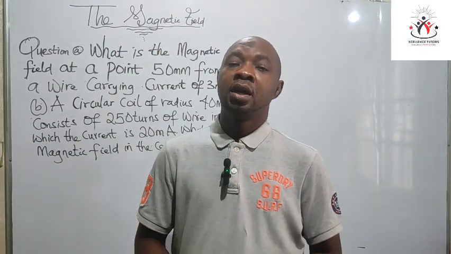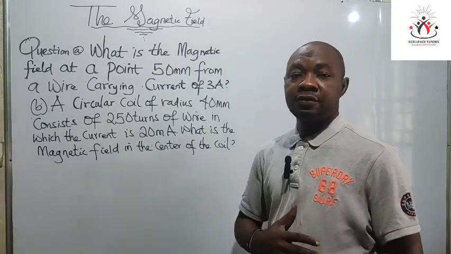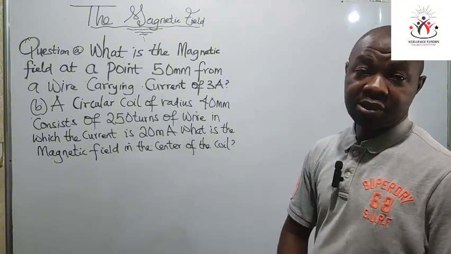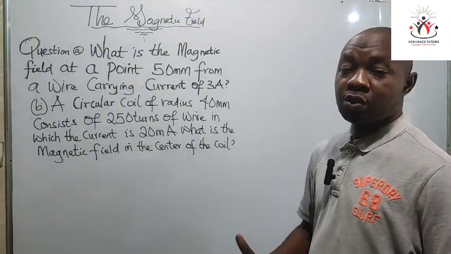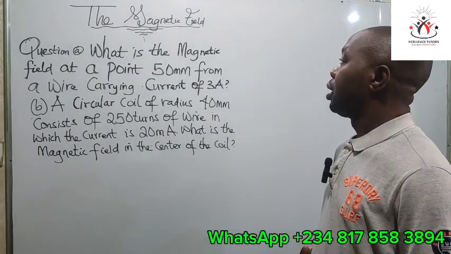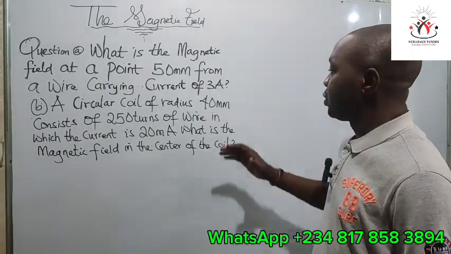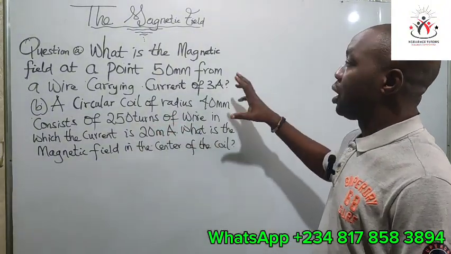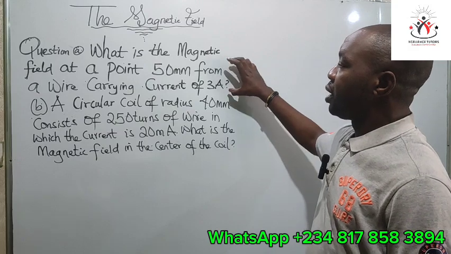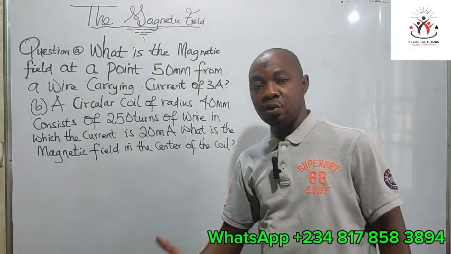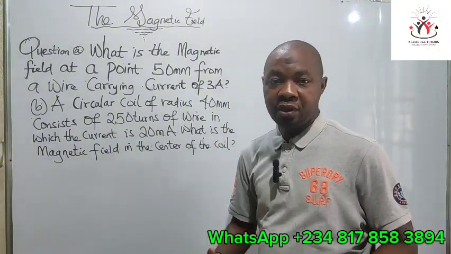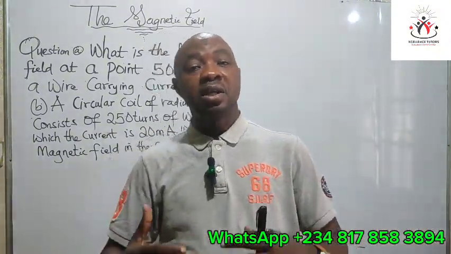Hi everyone. In this video we have a question about the magnetic field. This question was given to me by one of my students. We actually have two questions, but the argument here is that the magnetic field of a straight wire carrying current and that of a circular coil can be measured differently.